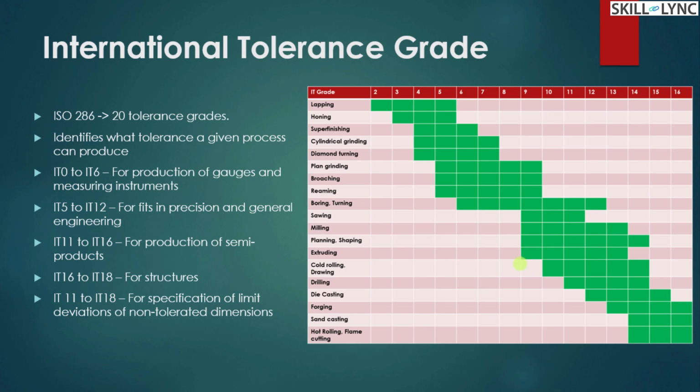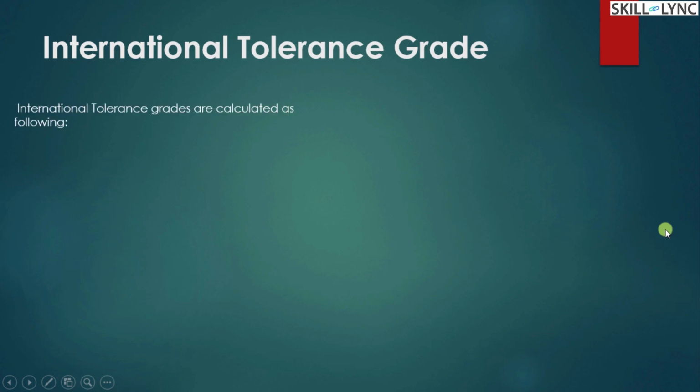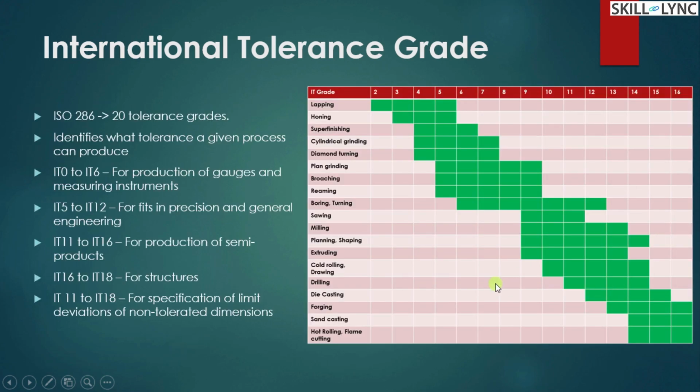Next, on the higher side, you have the processes, that is extruding, cold rolling or drawing process, drilling, die casting, forging, sand casting, hot rolling. These all fall under the higher category. That means that the typical differences go in the order of mm.